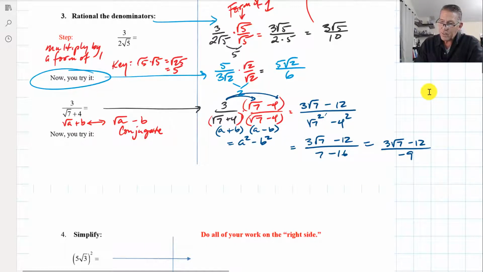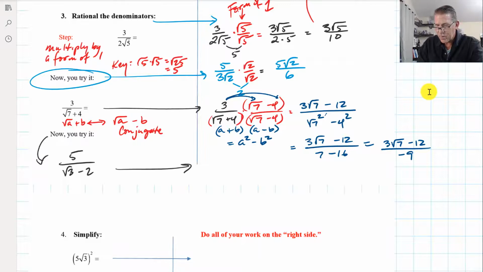Okay, so now it's your time to try it. So here we go. Let's try 5 divided by the square root of 3 minus 2. Let's again do it over here. So write down 5 divided by root 3 minus 2. Multiply it by a form of 1. Okay, pause the video and go.